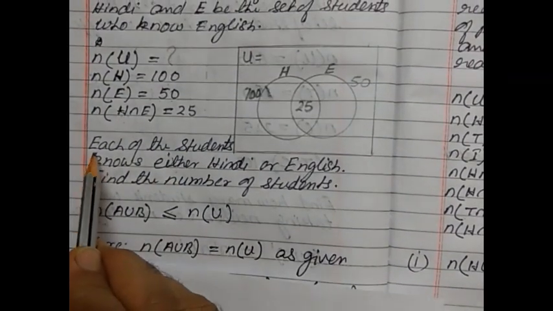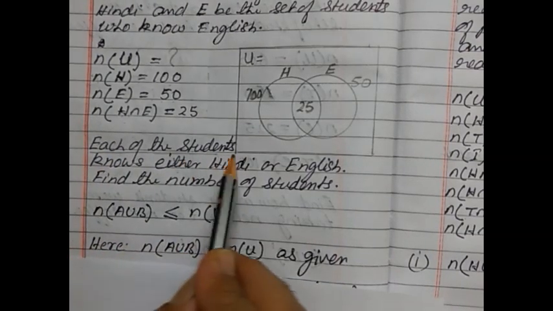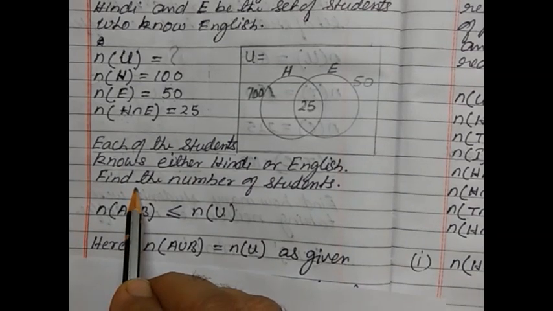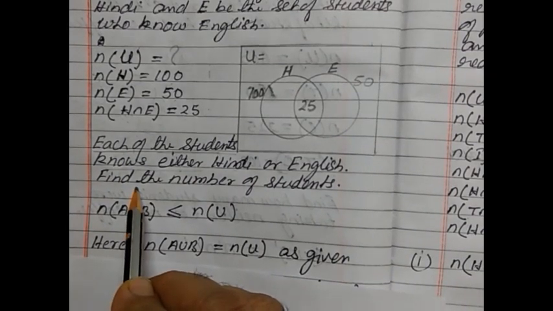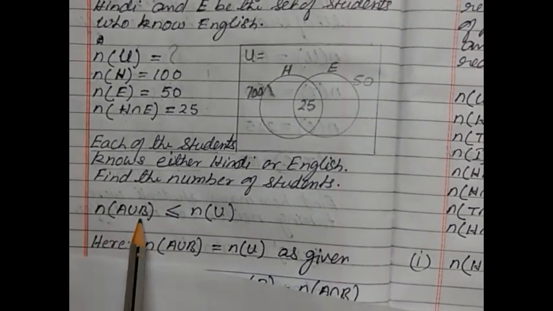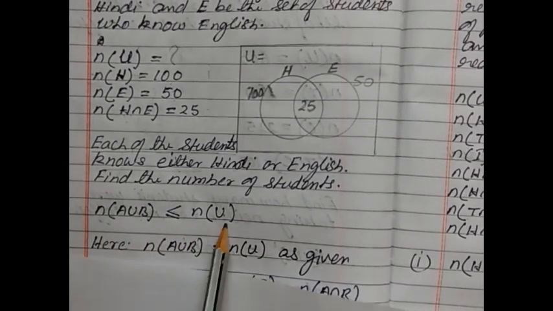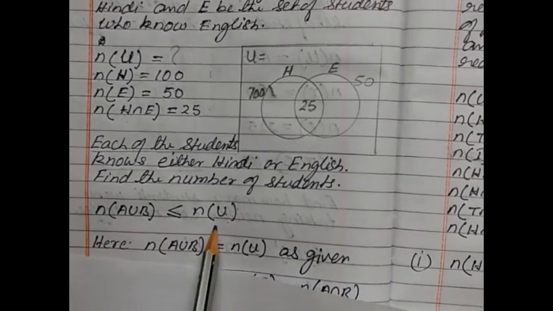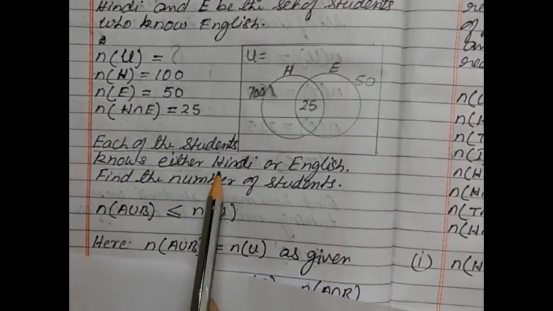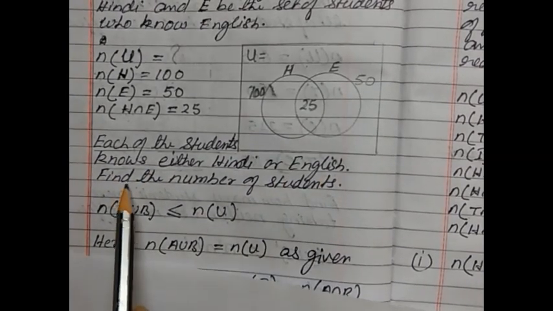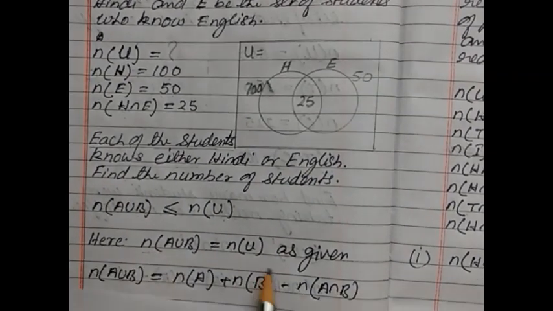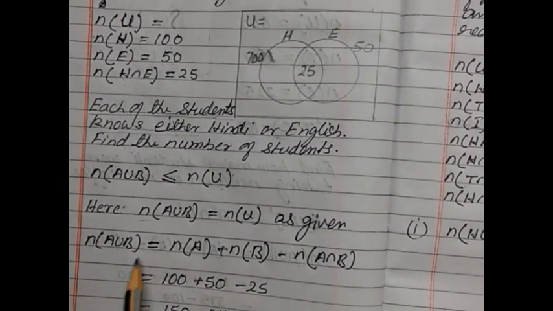Each student knows either Hindi or English. Here it gives the condition that each of the students knows either Hindi or English. That means there are no students who don't know either of the languages. So now we can say the cardinal of A union B is less than or equal to the universal set. Maximum it can happen, or not. But here it says every student knows Hindi or English. So then it will be your A union B, isn't it? As given, here we can find out the A union B.